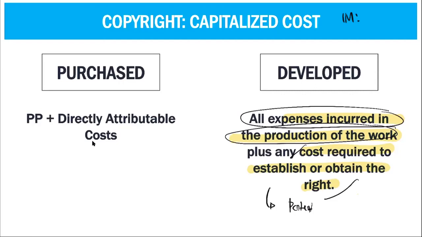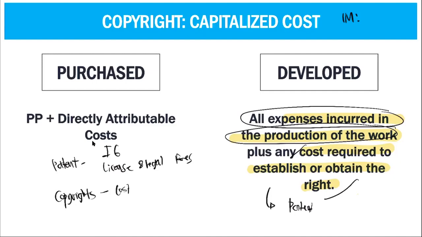A while back in your patent, the cost of your internally generated patent is only the license and legal fees. While in your copyrights, what is now included in your internally generated are your cost of production plus license and legal fees.